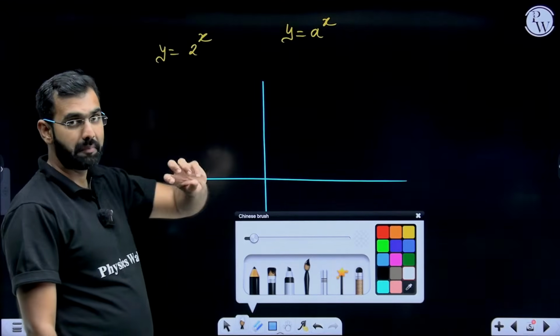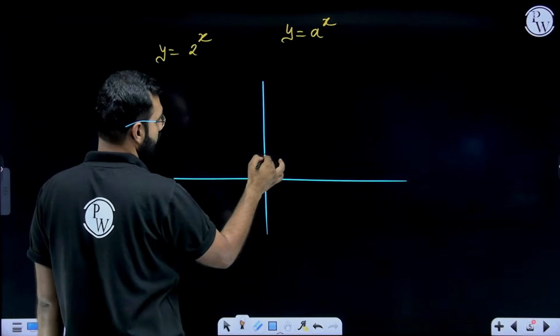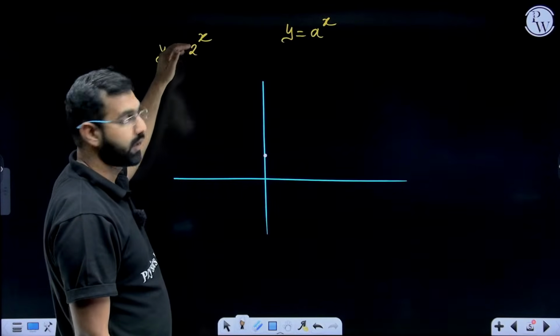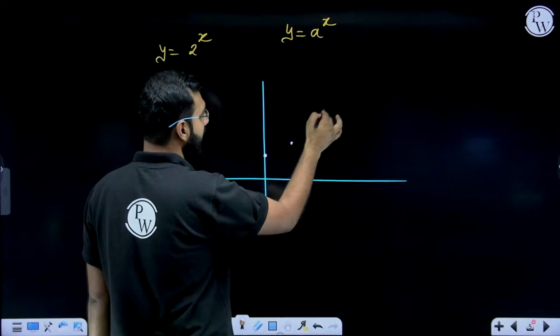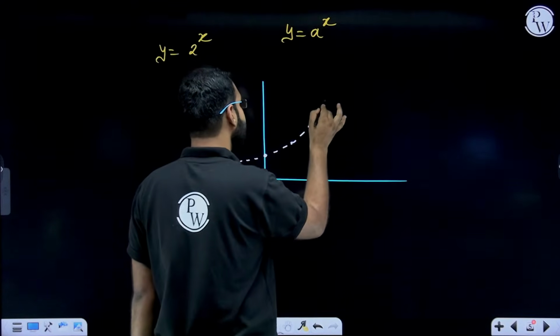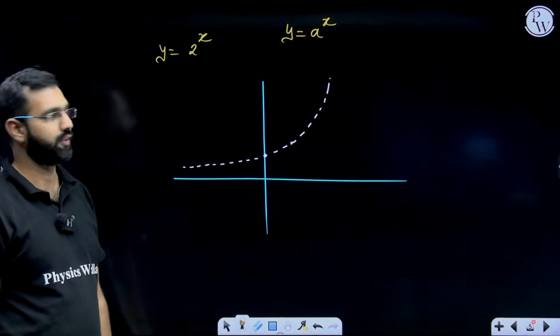We cannot have base as negative. So let's say if I take x as 0, so 2 to the power 0 is 1, so there will be a point 0 comma 1. If I take the power x as 1, so 2 to the power 1 will be 2, and so on and so on. So I'll be seeing that the power is constantly increasing, and it is increasing exponentially. So what does it mean?